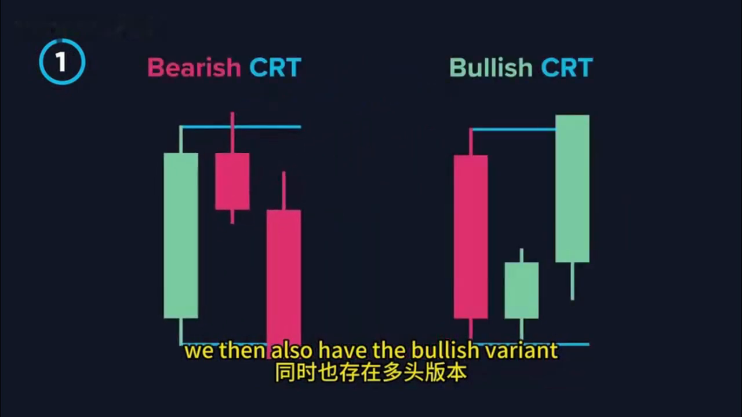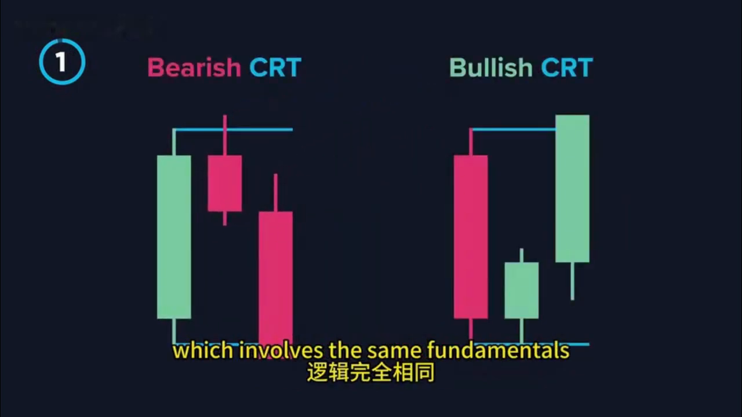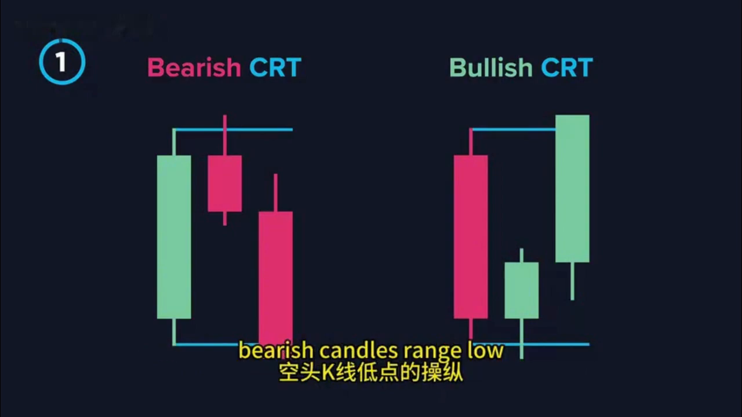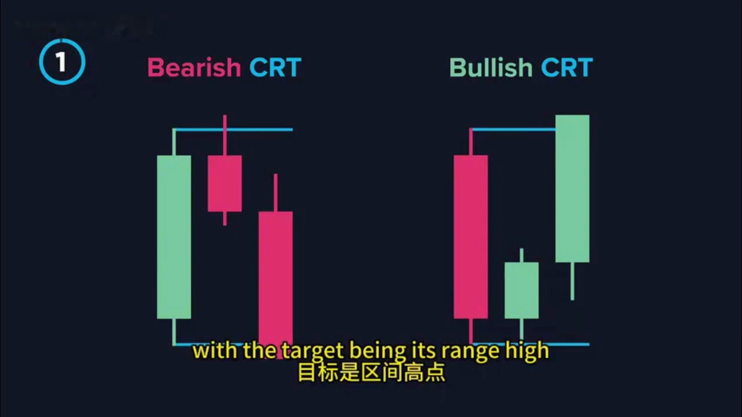We then also have the bullish variant, which involves the same fundamentals, except we are looking for manipulation on a bearish candle's range low, with the target being its range high.